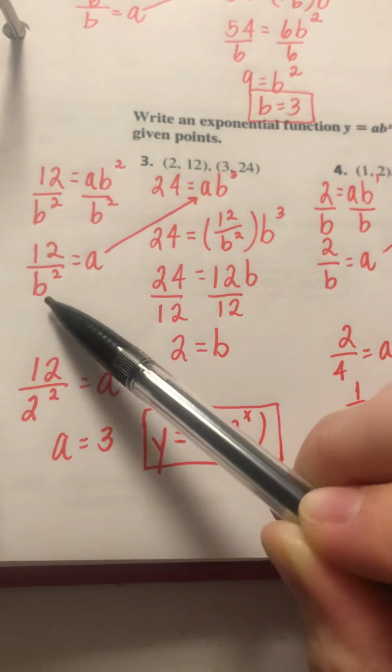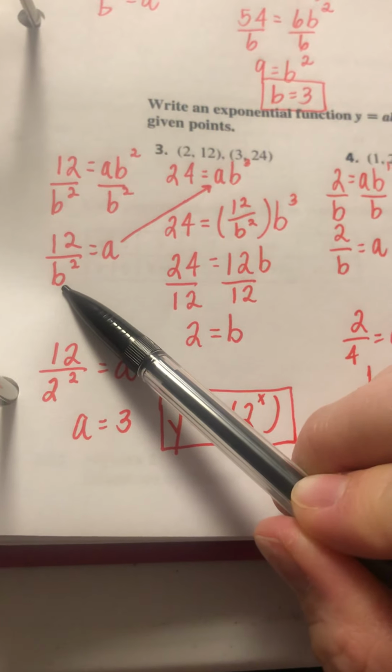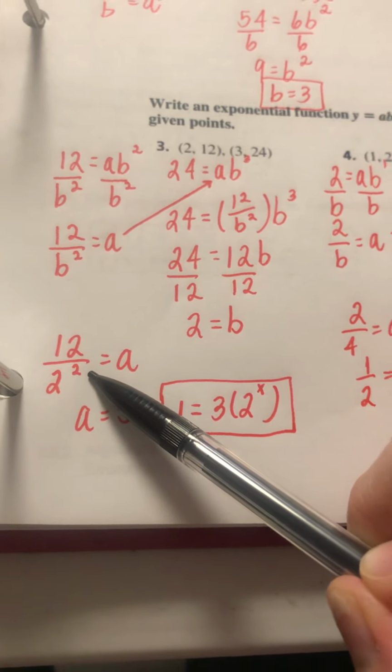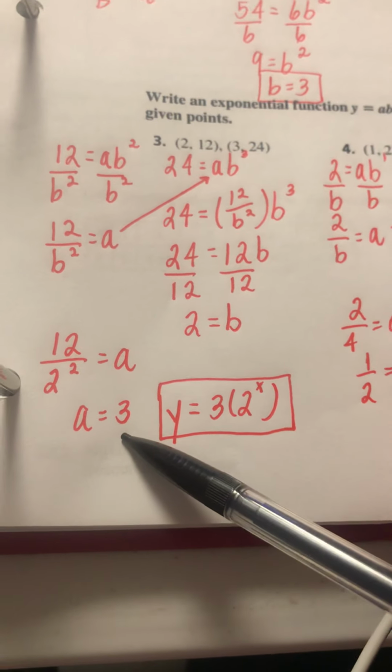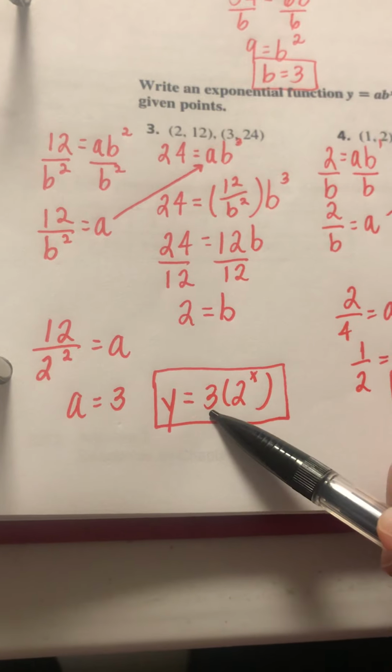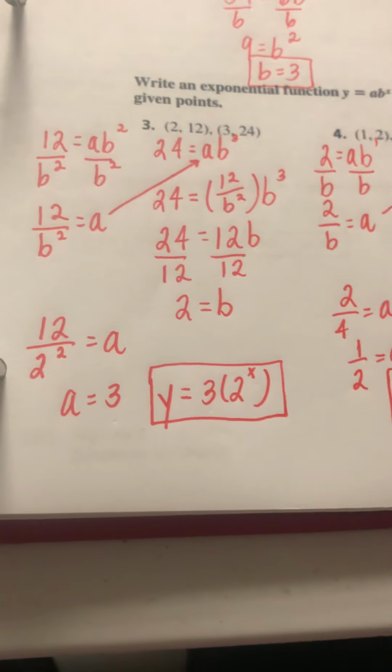If I go back over here where b is and plug 2 in, 12 divided by 2 squared, so 12 divided by 4 is 3. So when you write your equation, y equals your a value and your b value raised to the x.